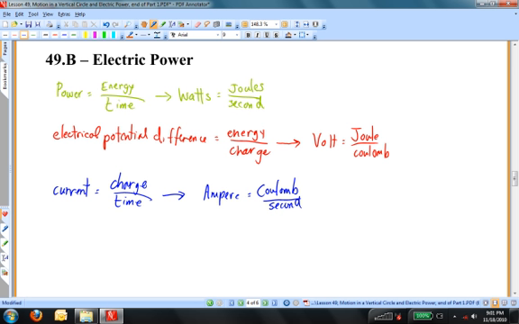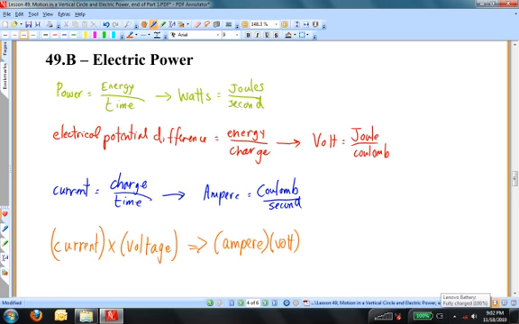Let's figure out what electrical power is. So if you'll bear with me, we're going to write some things down. Suppose that I took current and multiplied it by voltage. Let's look and see what the units would give us. We're talking about an ampere times a volt. An ampere is a coulomb per second, and a volt is a joule per coulomb. And now look what happens to the coulombs. They disappear, and I'm left with joules per second, which is the same thing as watts.